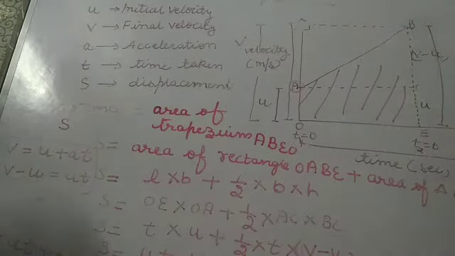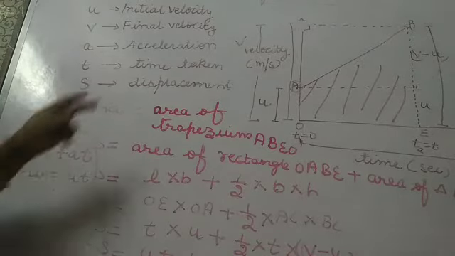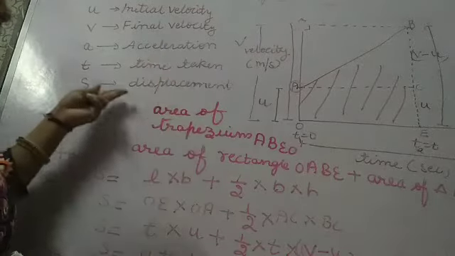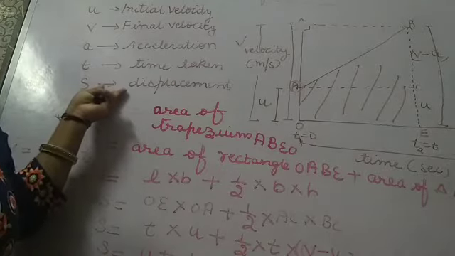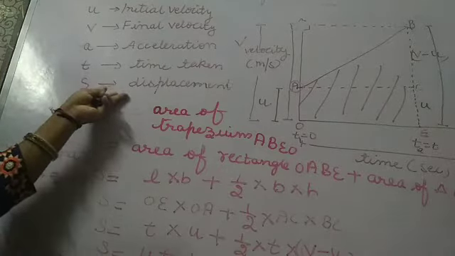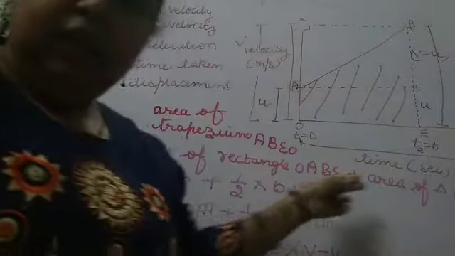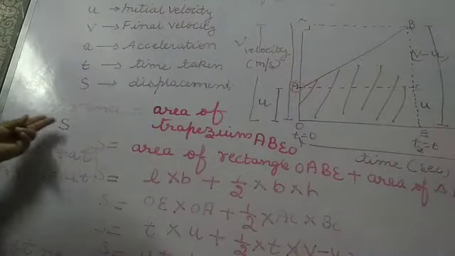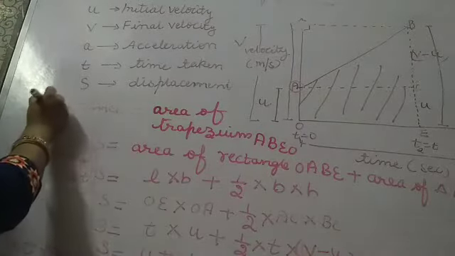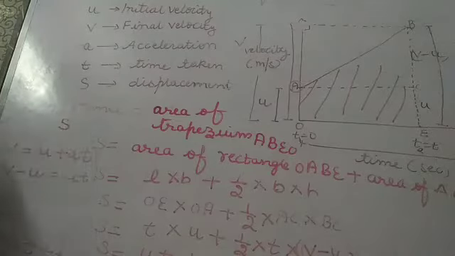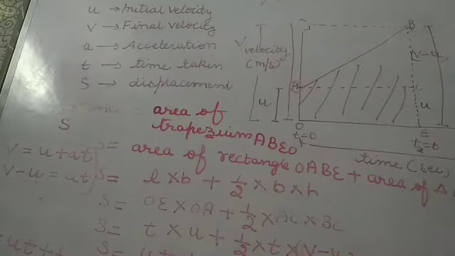Once again, I am explaining it: we have taken the same introduction which we did in the first equation of motion, and the same graph was taken. Only in this, we have found the value of distance. And the distance traveled can be easily found.